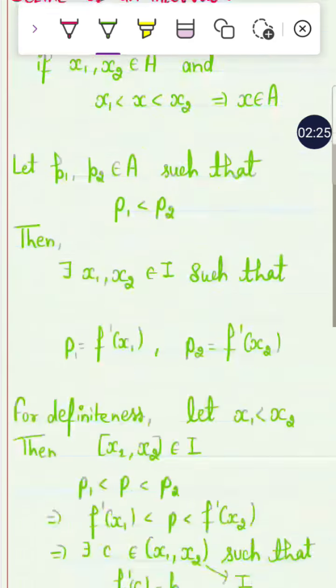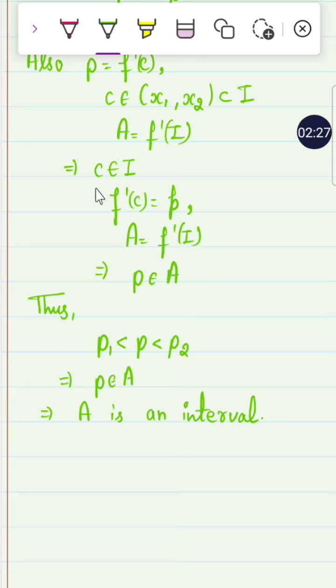Now C is in I, and this implies that f dash C is equal to P, and A is equal to f dash of I. This implies that P is in capital A. Okay, P is in capital A, and if P is in capital A, this implies that A is an interval.